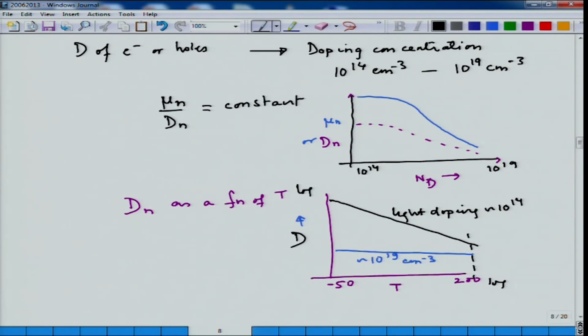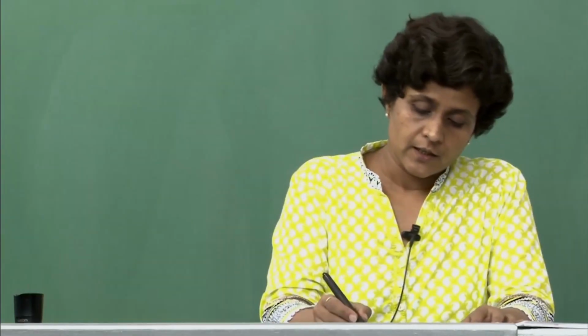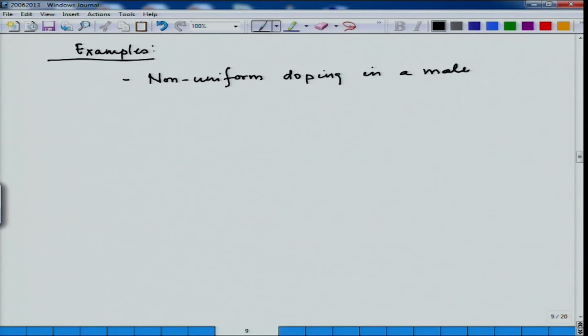Now, proceeding further, before we go on, let us take some examples of where diffusion is going to be important. One example we have already seen is that diffusion is going to be important when you have non-uniform doping in the material. Then the diffusion will take place.